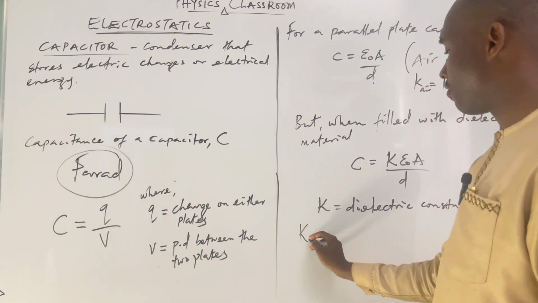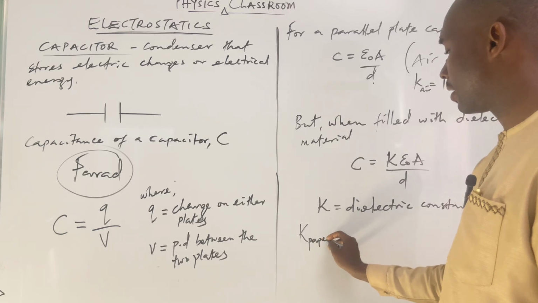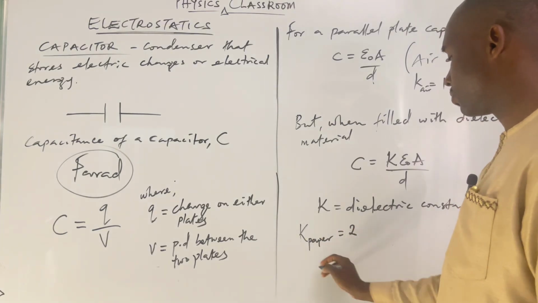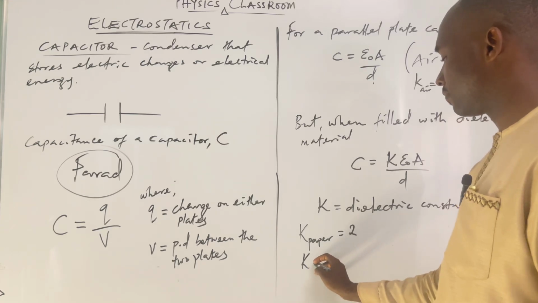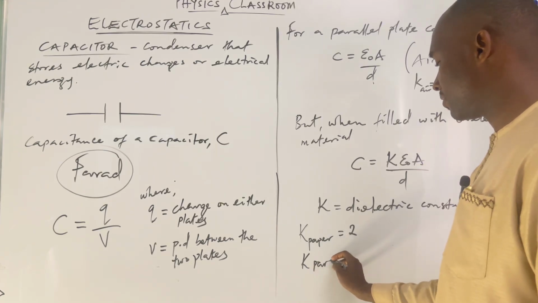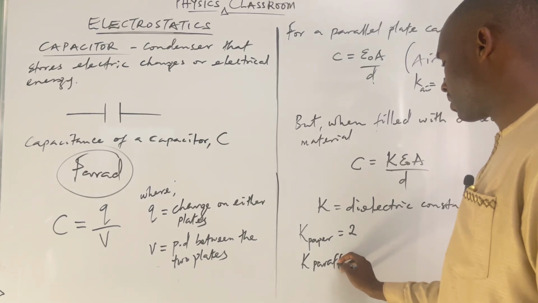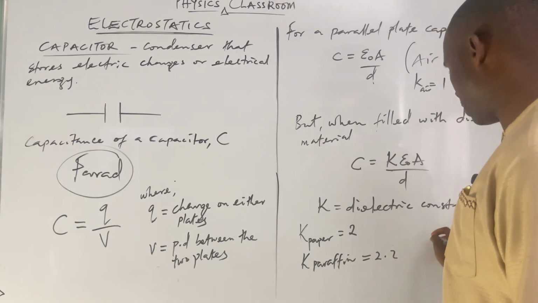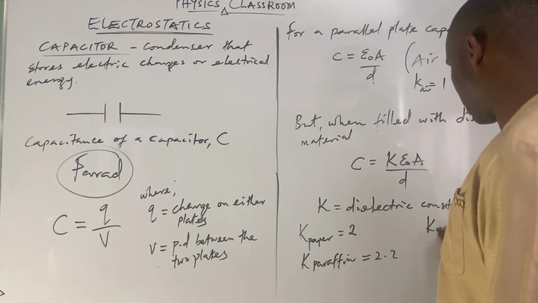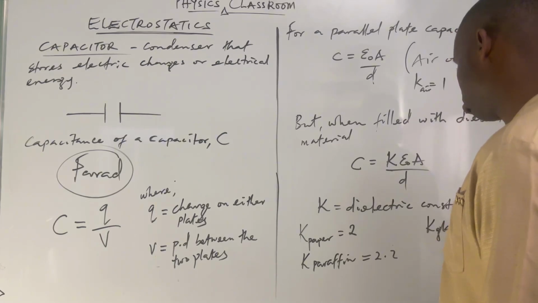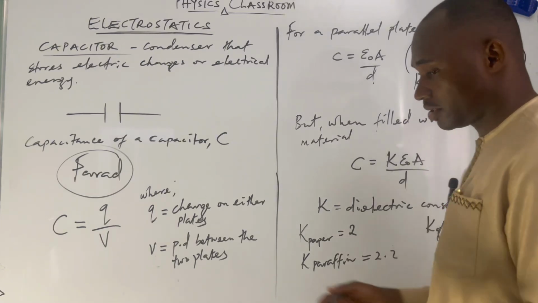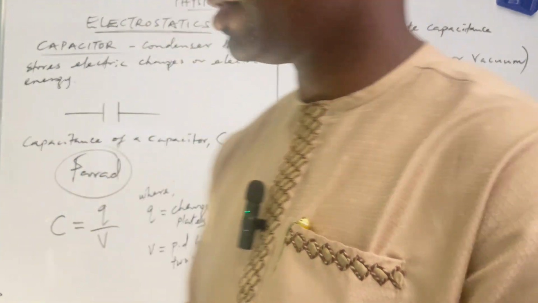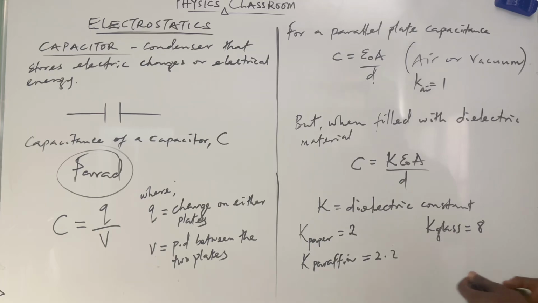Dielectric constant of paper is 2. Dielectric constant for paraffin, like paraffin wax, is 2.2. While the dielectric constant of glass, well, depending on the type of glass, is 8 or thereabouts. Please take notes of all this.